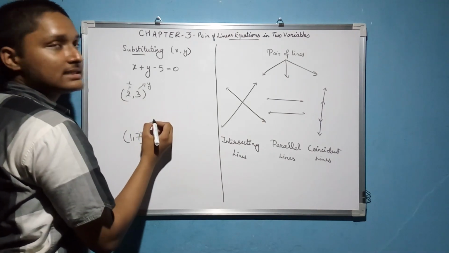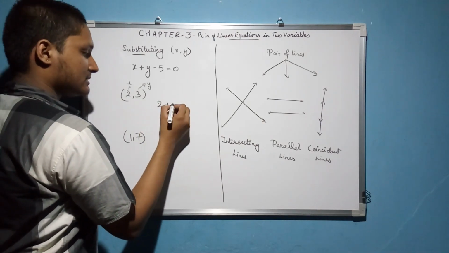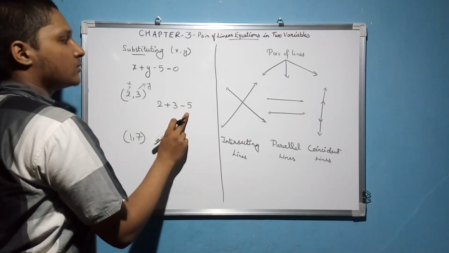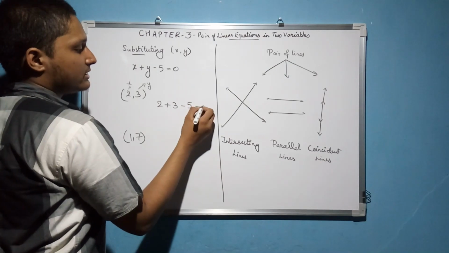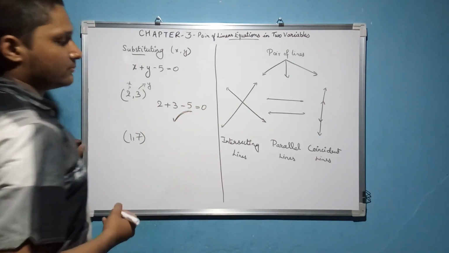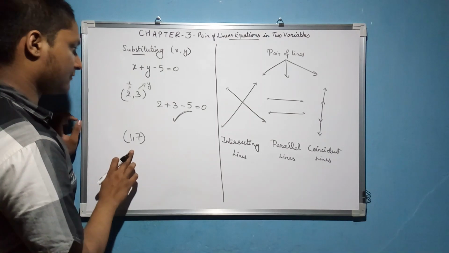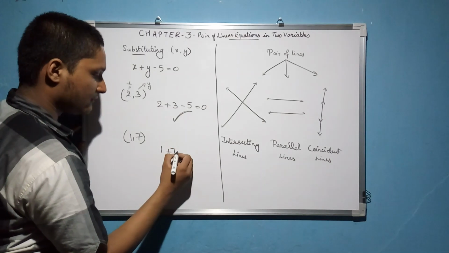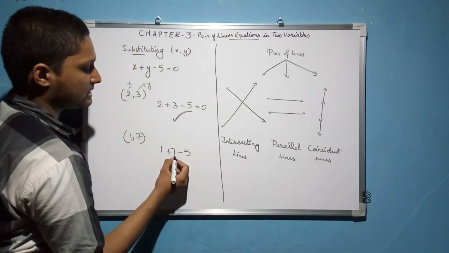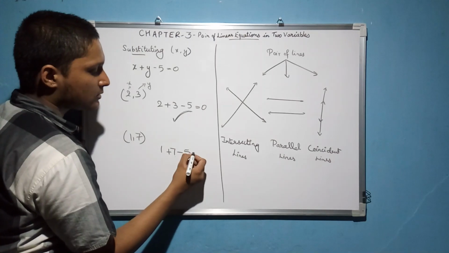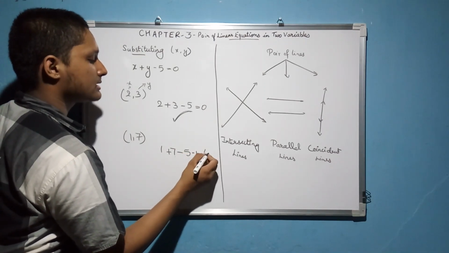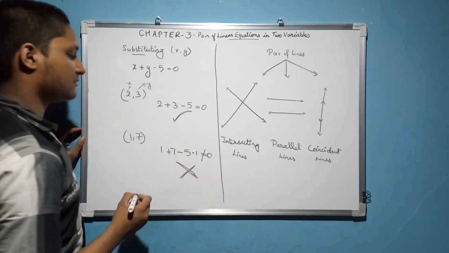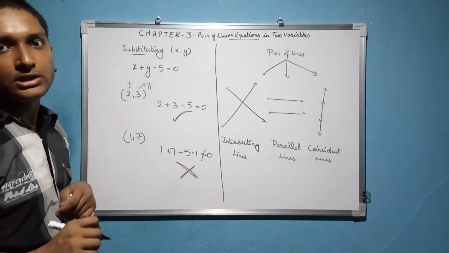So the left hand side becomes 2 plus 3 minus 5. 2 plus 3 is 5, 5 minus 5 is 0. Right hand side is 0, therefore it is equal. This is a solution. Now we have (1, 7). Again substitution: 1 plus 7 minus 5. 1 plus 7 is 8, 8 minus 5 is 3, not equal to 0. Therefore, it is not a solution of the given linear equation in two variables.